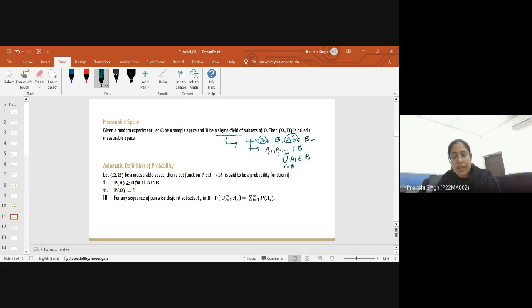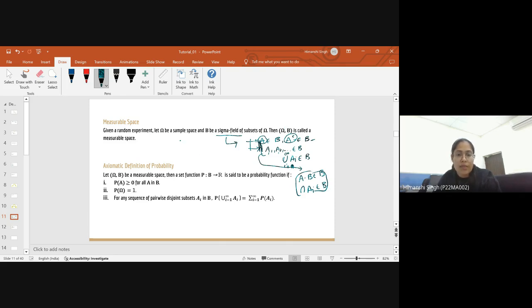Their finite unions will also be in B, and from these conditions we will be able to show that the differences are also in B, and the intersections are also in B. These results can be derived from these two properties which a sigma field satisfies. So we are taking a sample space omega and B a sigma field of subsets of omega. We say that (omega, B) is called a measurable space when we take the whole sample space with this sigma field B.